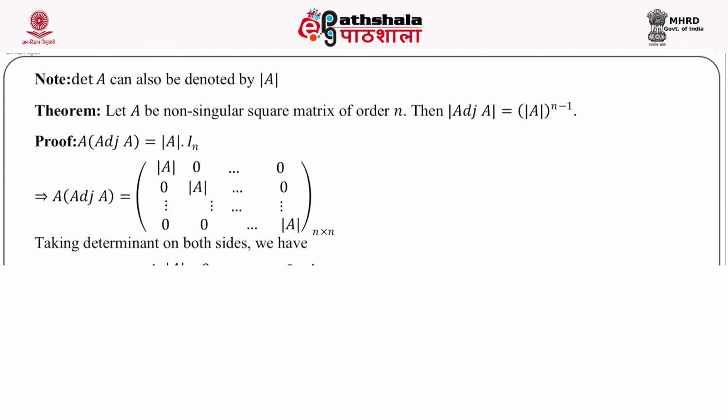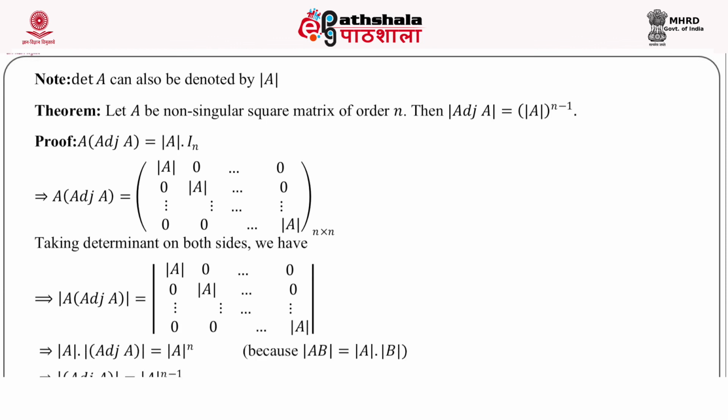Now this theorem: let A be a non-singular square matrix of order n. Non-singular means its determinant will be non-zero. Then determinant of adjoint of A will be equal to determinant of A to the power n minus 1. Let us prove this theorem. Now A into adjoint of A is equal to determinant of A into identity matrix of nth order, that we have just proved in our earlier theorem. So A into adjoint of A is given by the diagonal matrix where the diagonal elements are determinant of A.